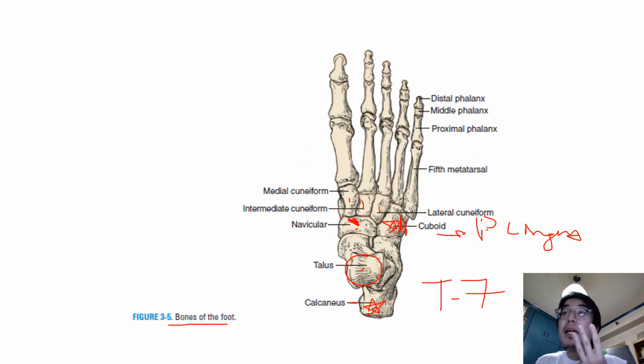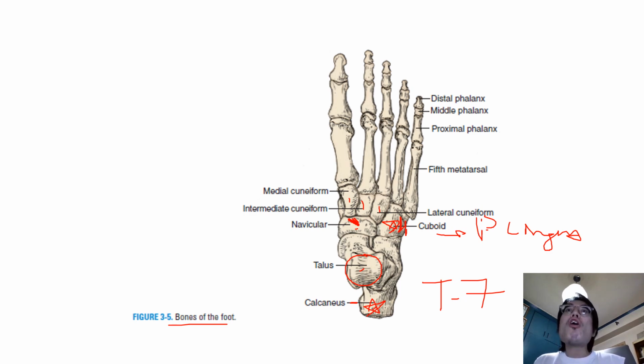Distally, the most distal of the tarsal bones are the cuneiforms. We have three cuneiform bones. These are all wedge-shaped bones that form a part of the medial longitudinal and the proximal transverse arches. We have the medial cuneiform, the intermediate cuneiform, and the lateral cuneiform.